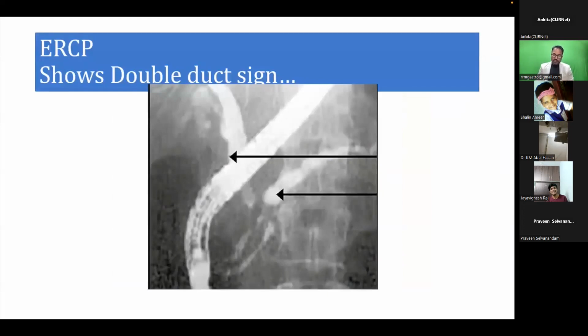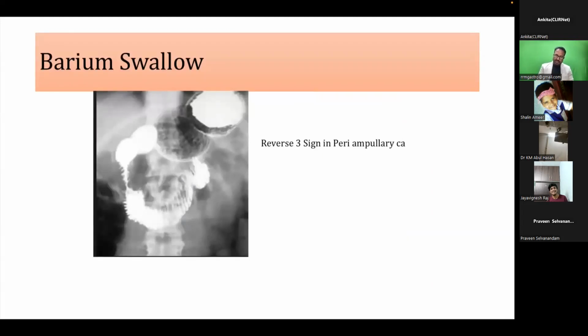So this is a picture showing you the double duct sign. If you do an ERCP in pancreatic cancer, you can see the two ducts separately, known as the double duct sign seen on ERCP. So this is another rare case. Reverse 3 sign is seen in periampullary cancer. This is an old days picture; nobody is doing this nowadays. This is known as the epsilon sign.